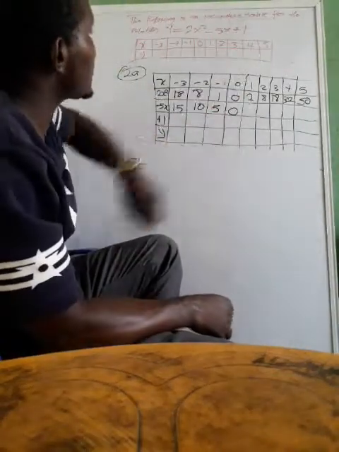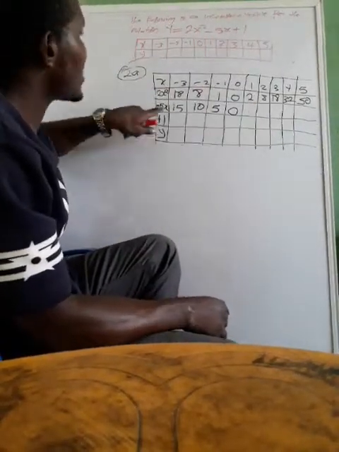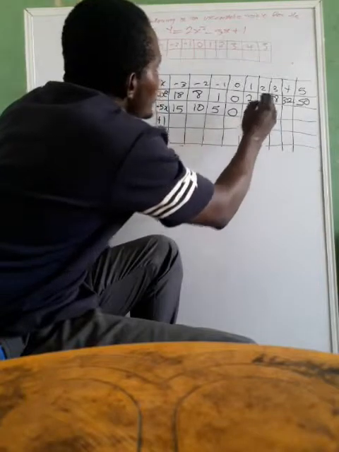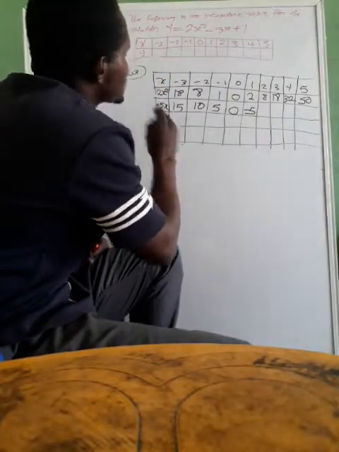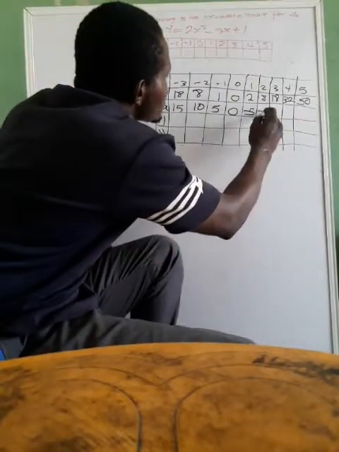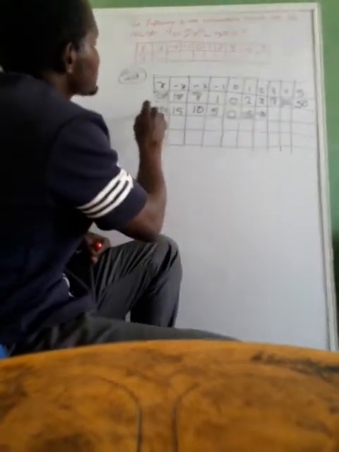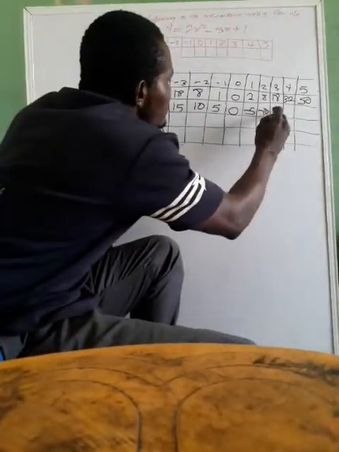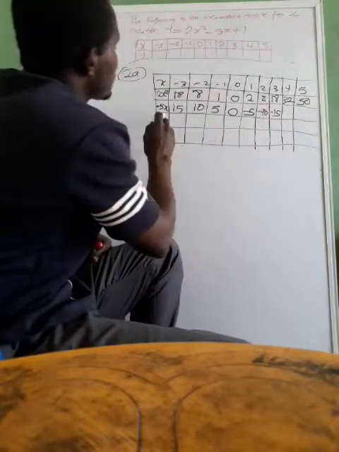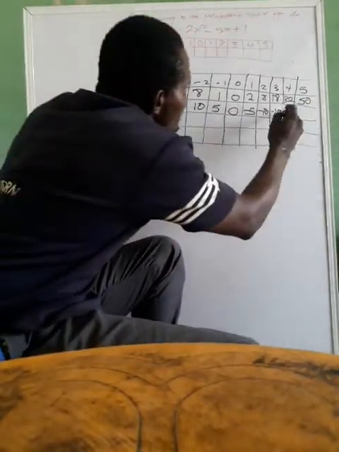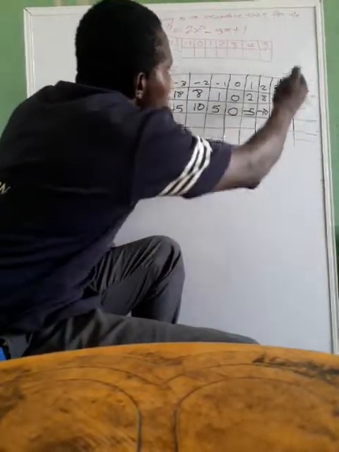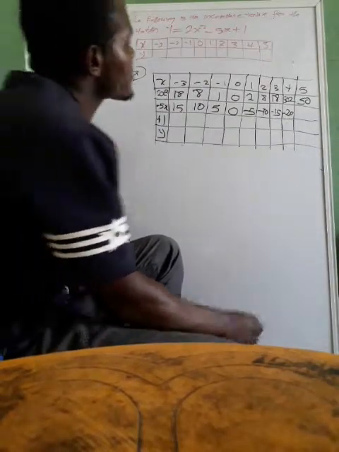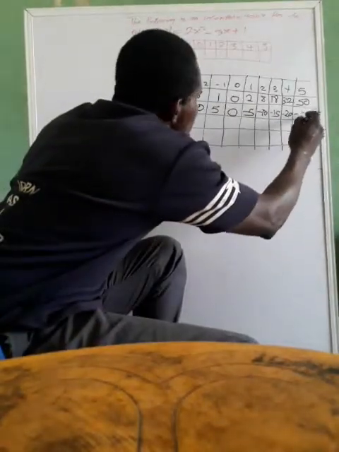So when s is 1, that will give me minus 5. When s is 2 times this, that will give me minus 10. When s is 3 times minus 5, that will give me minus 15. When s is 4 times minus 5, that will give me minus 20. And when s is 5 times minus 5, that will give me minus 25.